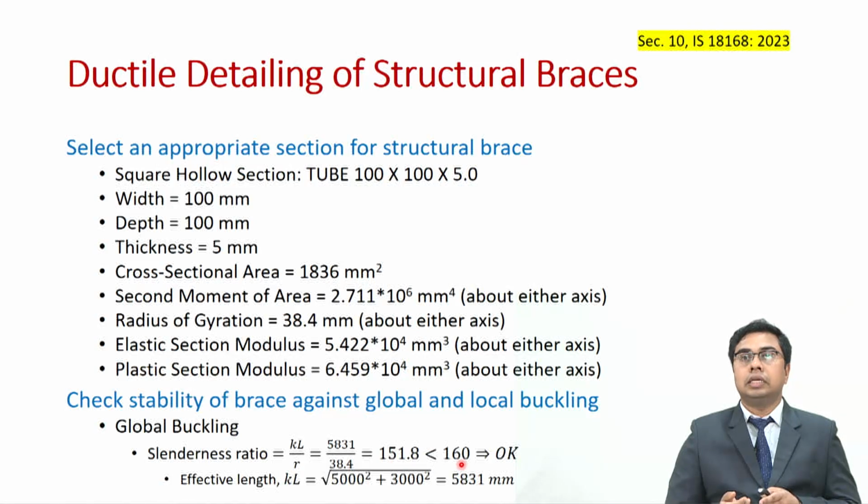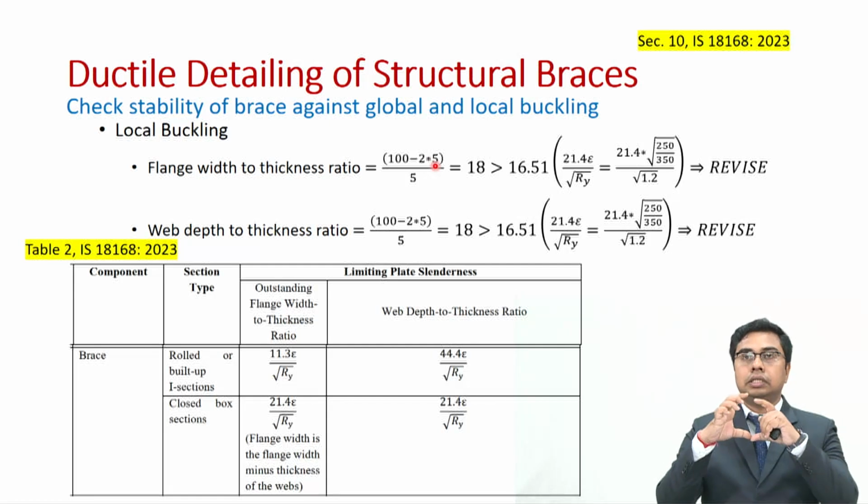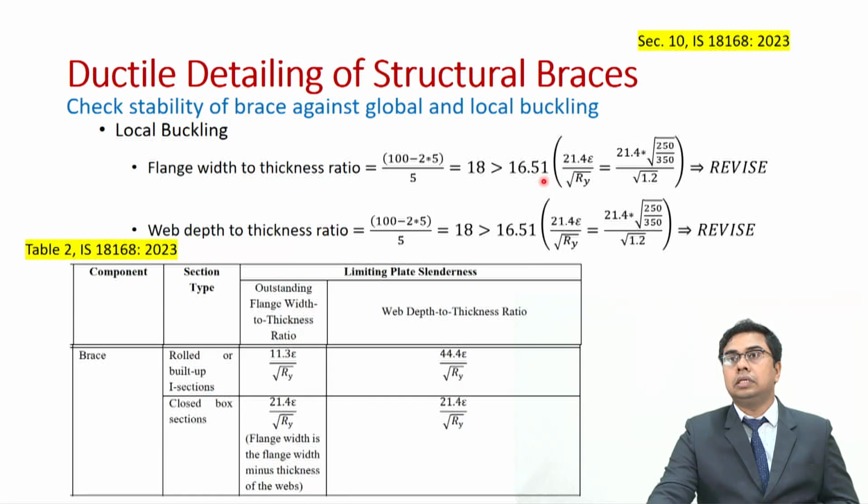Let us now check the adequacy of this brace against local buckling. For checking the adequacy against local buckling, we need to find out the slenderness of various components, whether it is flange or web. For flange, we calculate the flange width to thickness ratio. The width of the flange shall be 100 minus 2 into 5, because 2 times of the thickness must be reduced since it is a square hollow section. So, this value comes out to be 18, and which is greater than 16.51.